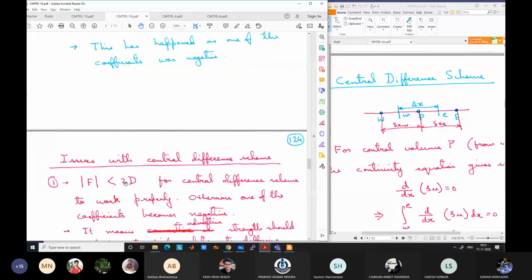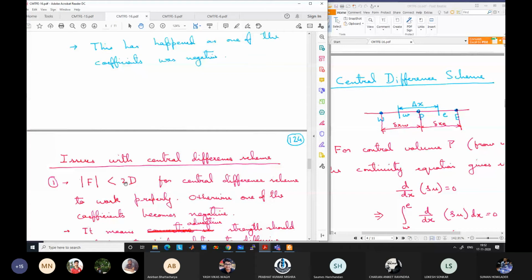So in many real life scenarios, convection is actually much stronger. Whenever I say convection, you just consider this to be advection. The colloquial term is convection, the technical term is advection. The advection is much stronger compared to diffusion. So in those cases, the central difference scheme is not going to work.